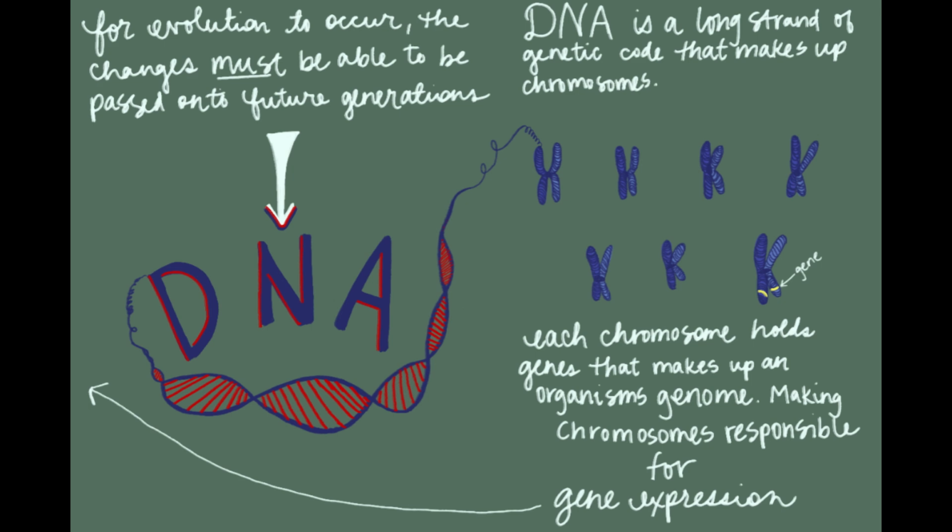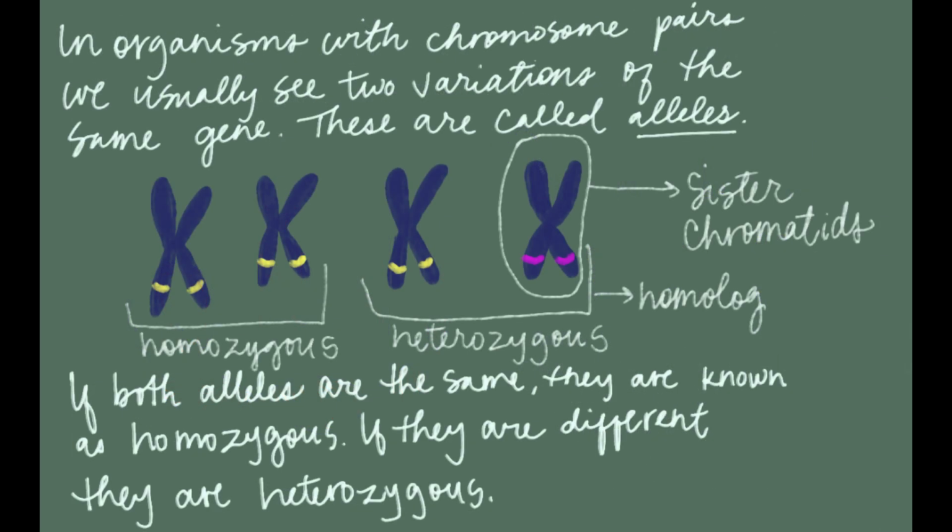In a diploid organism, like humans and some plants, these sister chromatids are then paired together in a homolog, and they are responsible for gene expression. That is to say, genes are what determines the color, shape, or numbers of petals on a flower. In organisms like humans and some flowering plants, each organism will have two copies of each gene.